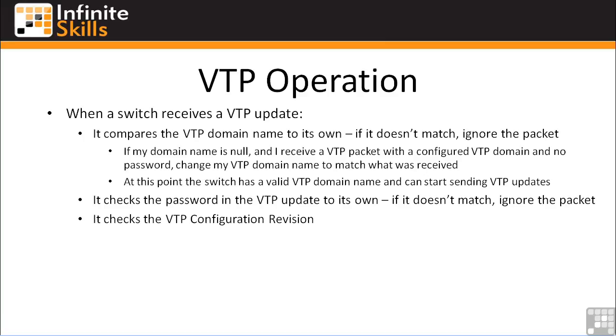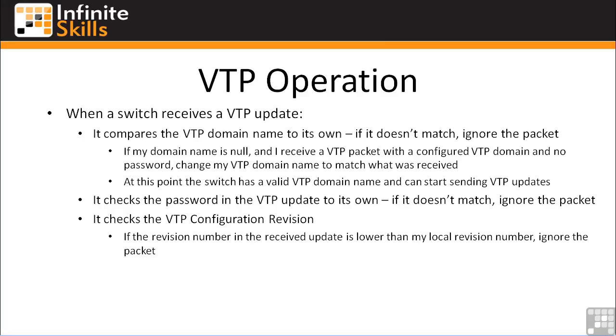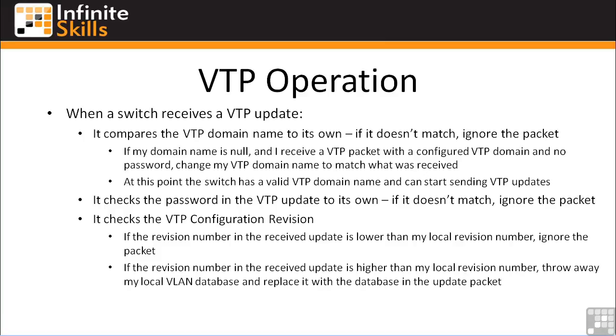So next, it looks at the VTP configuration revision. And again, this is a pretty straightforward process as well. If the revision number in the received update is lower than what my local revision number is, just ignore it. I already have a more up-to-date version of the VLAN database, so I'm going to ignore what you're sending me. If the revision number in the received update is higher than my local revision number, throw away my local VLAN database and replace it with the database in the update packet.